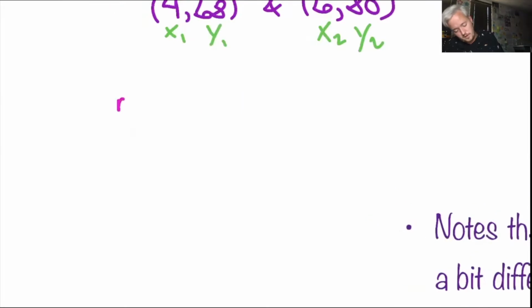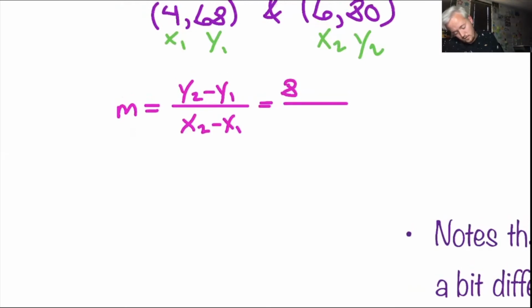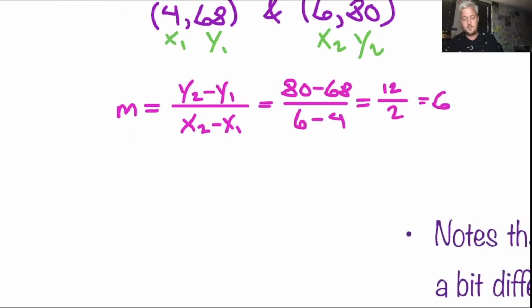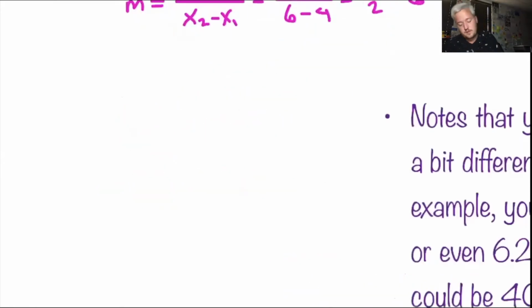So this is going to be m equals y2 minus y1 over x2 minus x1. This is going to be 80 minus 68 over 6 minus 4. That's going to give us 12 over 2, which gives us a slope of approximately 6. All right, so now that I have that, I'm going to start with y equals 6x plus b.